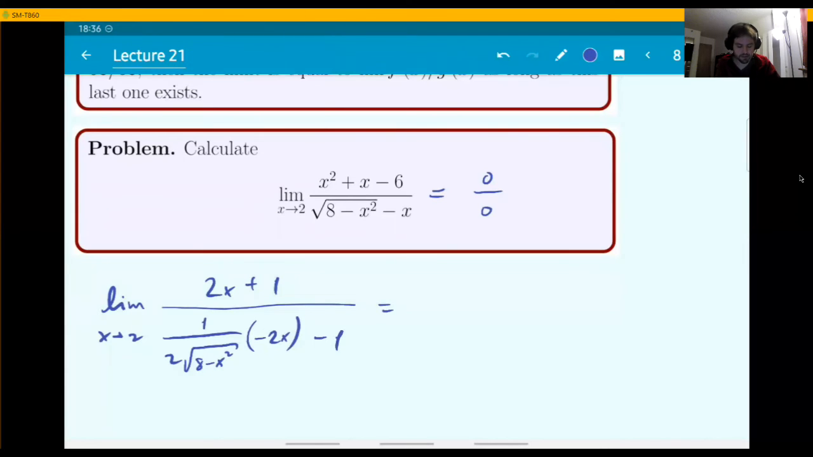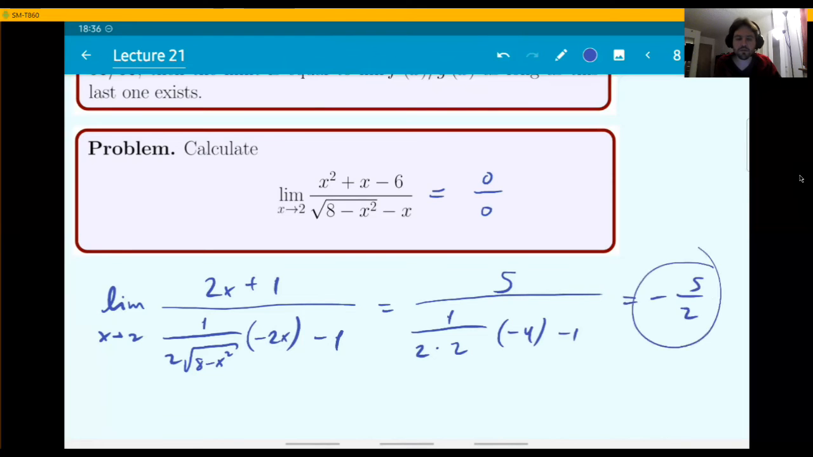And suddenly this is something that allows you to plug in x equals 2. You're going to have 5 at the top. And what about the bottom here? You have 1 over 2 times, no, sorry, 2. This is 8 minus 4 under the square root, so it's 2. Times minus 2 times 2, minus 1. So that's minus 5 over 2. This is the limit. Because we found a number that exists, that's also equal to the original limit.